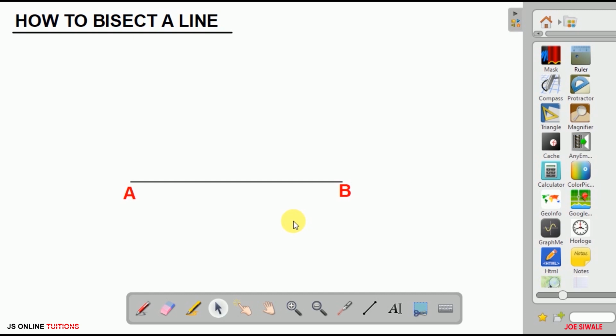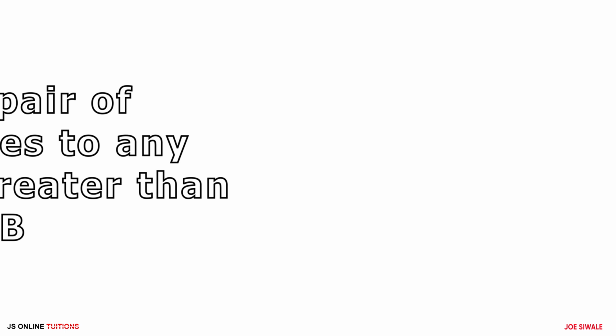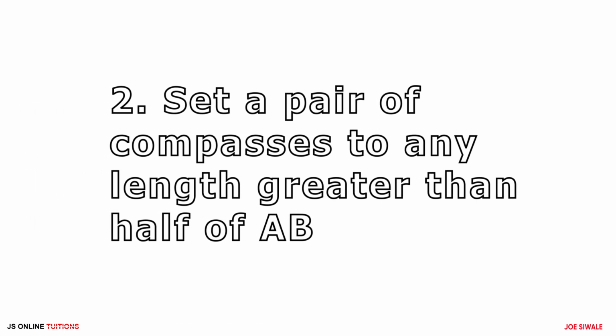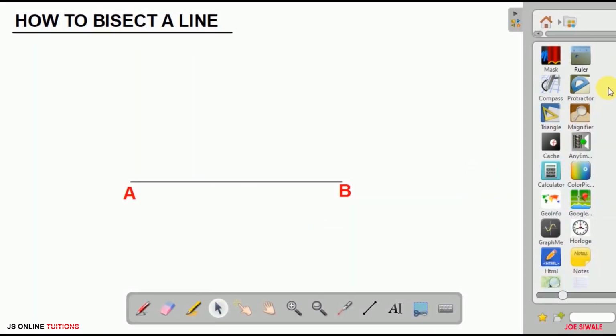So the second step reads, set the pair of compasses to any length greater than half of AB. So we need to set a pair of compasses that is greater than half of line AB. So let us get our compass. So if we put our compass there at starting point A, then we're going to measure more than half of line AB. So as you can see, that's more than half of line AB.